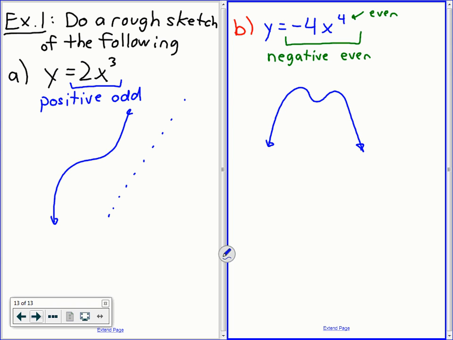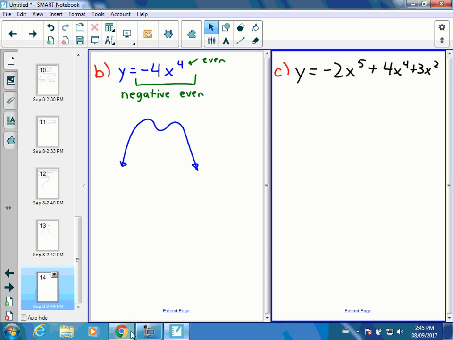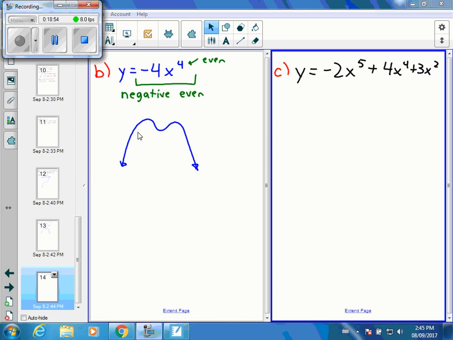All right, I want you guys to try this one for me, and then I'm going to pick on Olivia as soon as I pause the video. Y equals negative 2x to the 5 plus 4x to the 4 plus 3x squared. So I want to know if this is going to be positive or negative, and even or odd function, then try and do the rough sketch of what the end behavior is. Don't give me that look. You can do this.